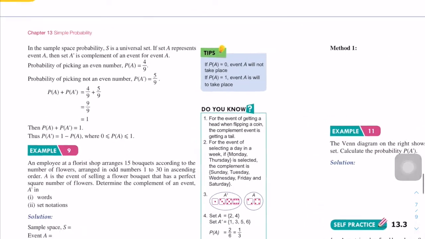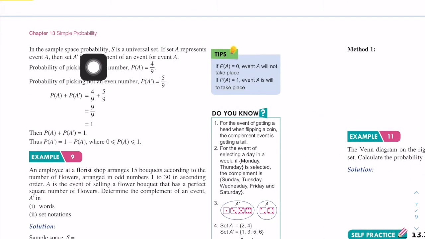Let's look over here. In the sample space probability, S is a universal set. If set A represents event A, then set A prime is the complement of the event. This is what I explained to you just now. We know that P(A) plus P(A prime) is always equal to 1. The value of probability is always between 0 and 1, never less than 0 and never more than 1. Remember that, okay?